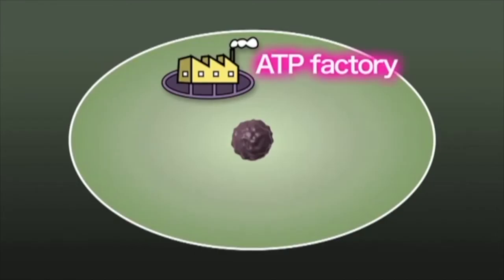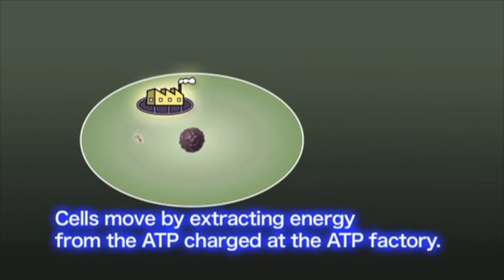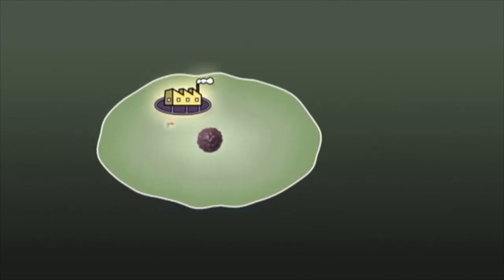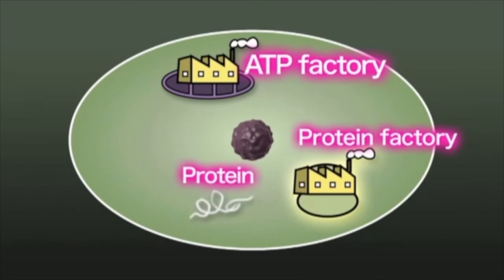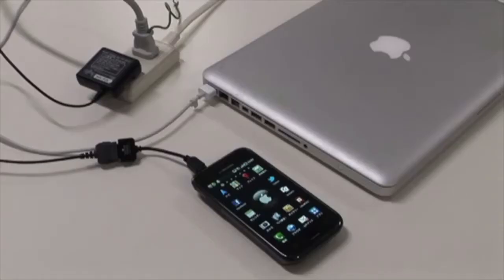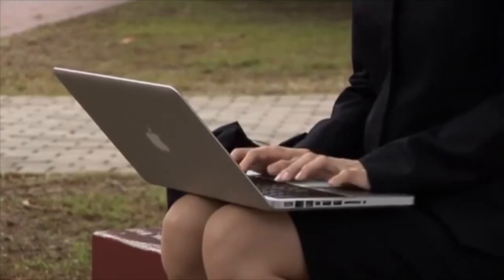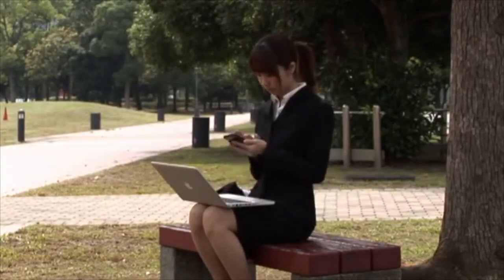The mitochondria in cells contain a factory powered by food that generates ATP molecules. By extracting energy from the ATP produced at the factory, cells carry out activities of life, such as movement, growth, and protein production. We carry batteries around that can easily be used when required. In a similar way, cells extract energy from ATP molecules according to their needs.